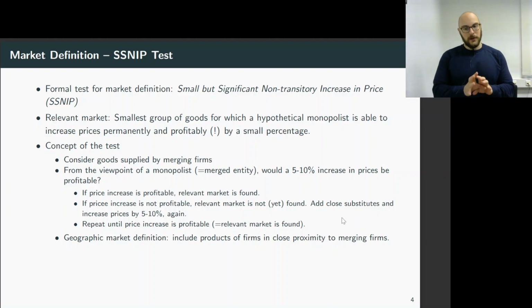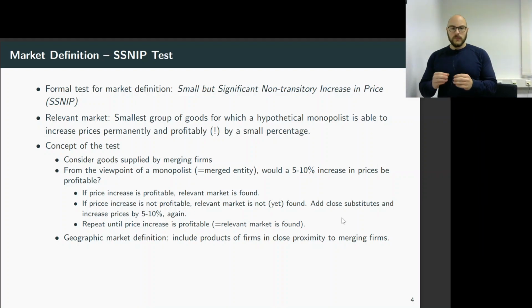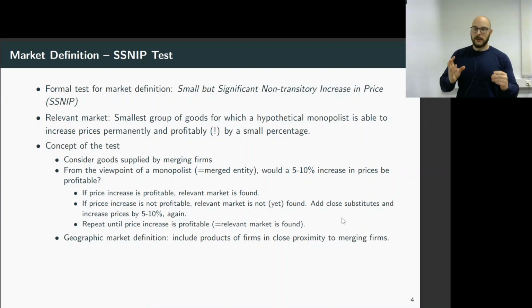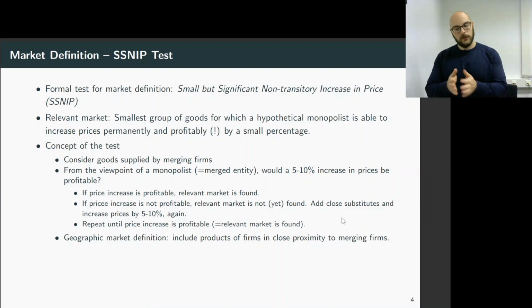So that definition has quite a lot in it, so it makes sense to look at the concept of the test in more detail. First of all, we have to consider some goods. And these goods are supplied by the merging parties. Right? So suppose the pizza parlor merges with the Chinese restaurant. And then we assume that there is a monopolist for pizza and Chinese food. And this monopolist would increase the price of these products by 5 to 10%.